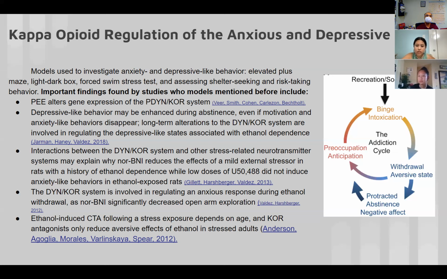Ethanol-induced CTA following a stress exposure depends on age, and KOR antagonists only reduce aversive effects of ethanol in stressed adults. When the KOR system is already activated due to stress, there's involvement of the system in adult animals in the ethanol aversive properties. The typical enhanced sensitivity to drug reward found in adolescents may be due to the increased stress sensitivity during this developmental period, which is a time in which individuals experience stress that may activate the DYN-KOR system.